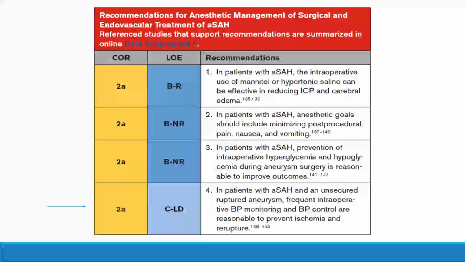In patient with subarachnoid hemorrhage and unsecured ruptured aneurysm, frequent intraoperative BP monitoring and BP control are reasonable to prevent ischemia and rupture. And this guideline also suggests that further studies should be done to see the effect of the respective blood pressure to keep the blood pressure in the safe range.